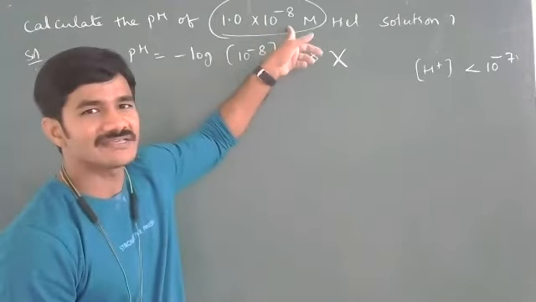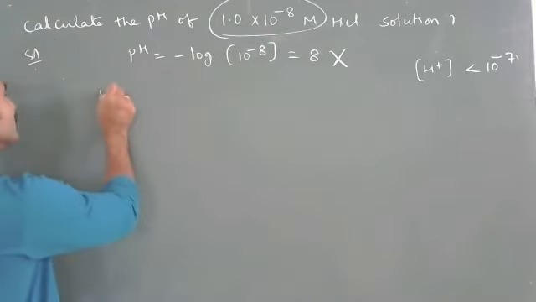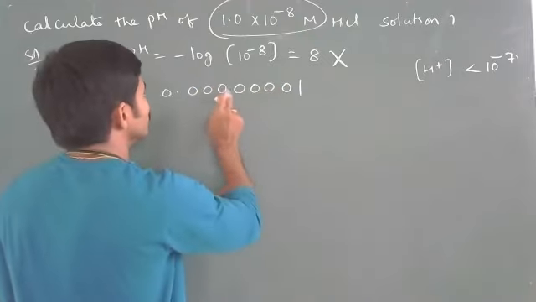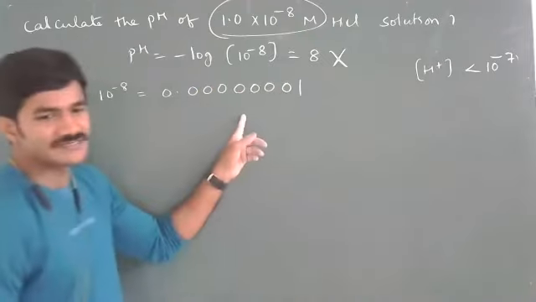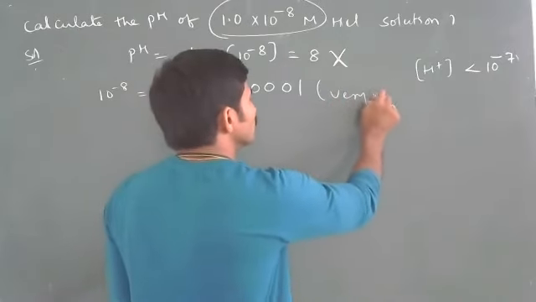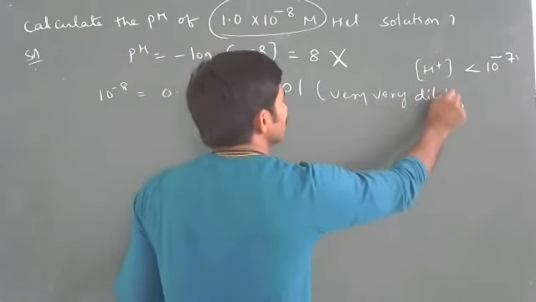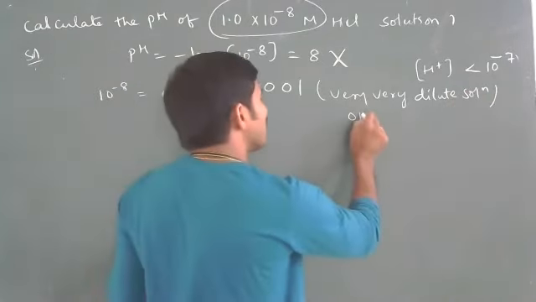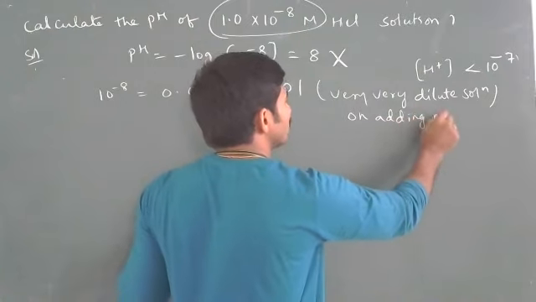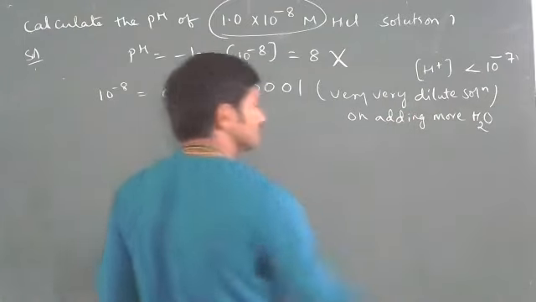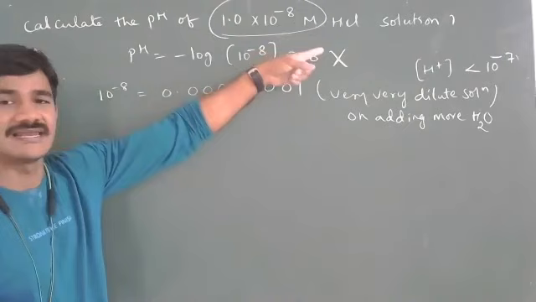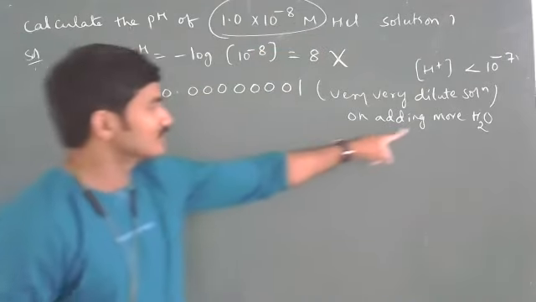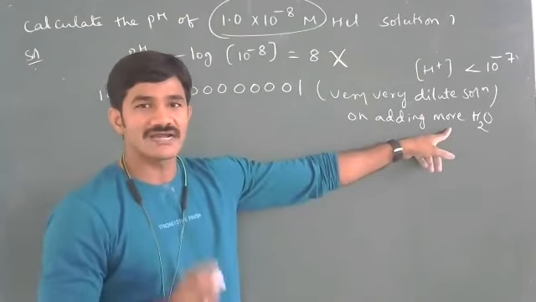It means what? 10 power minus 8 concentration means what? 10 power minus 8 means 0.00000001, it is a very dilute solution. How do we get a very dilute solution? On adding more water. When we add more water to the HCl, we'll get this kind of very dilute solution. So in that case, we should include the water concentration also.